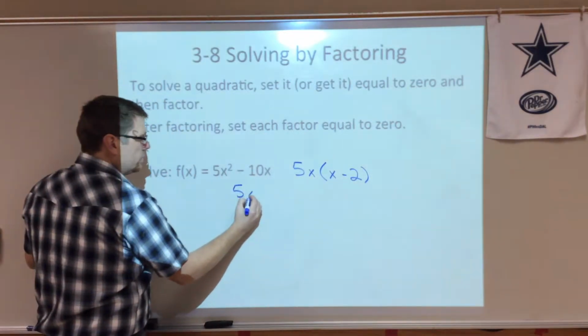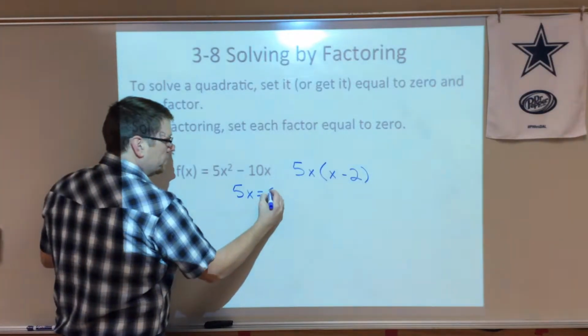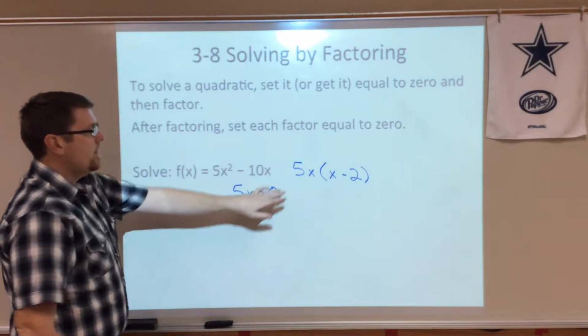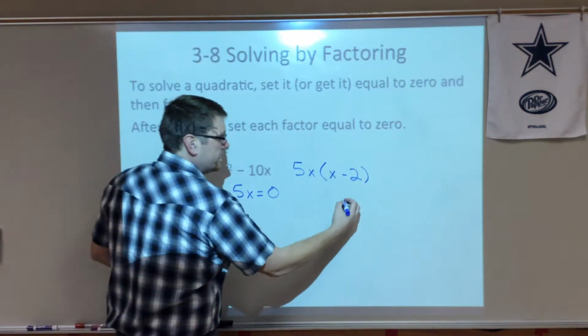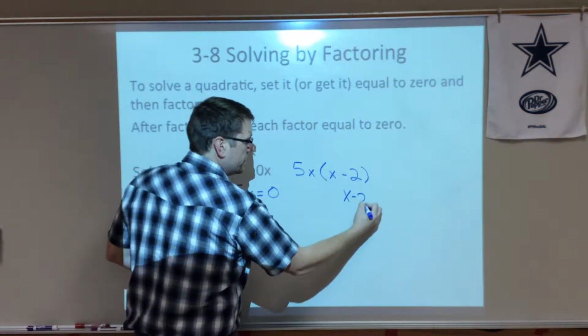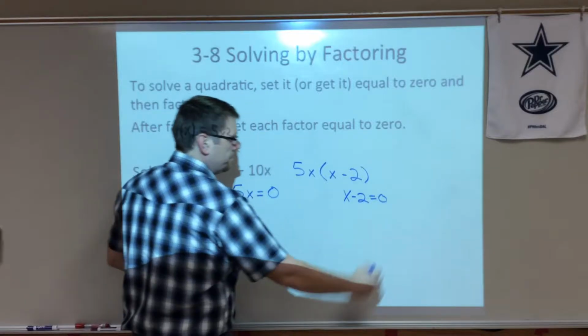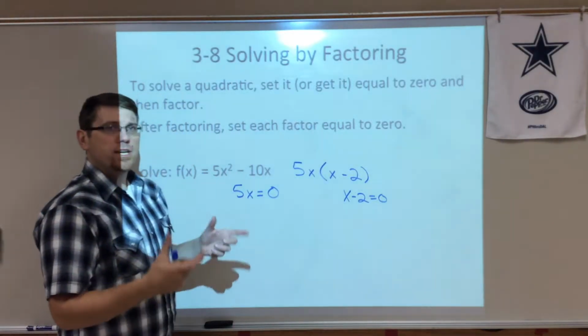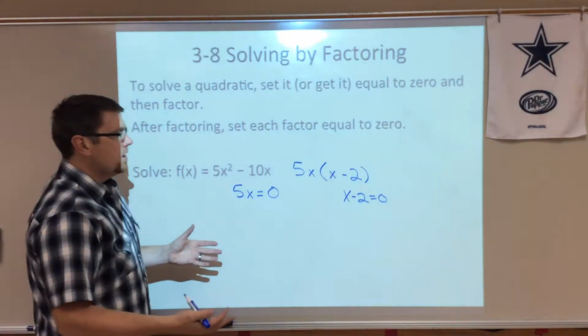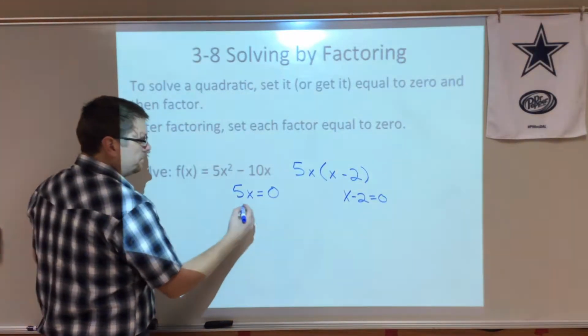We're going to want to set these equal to 0. So I've got this one outside, 5x equals 0, and I've got this other factor, x minus 2 equals 0. Now solving these for x will give me my solutions or my zeros for my quadratic.